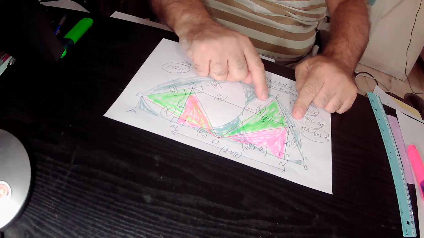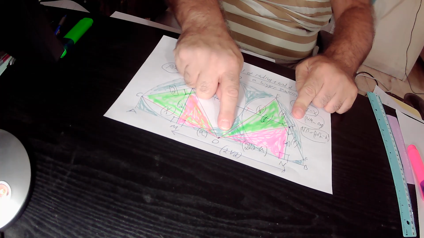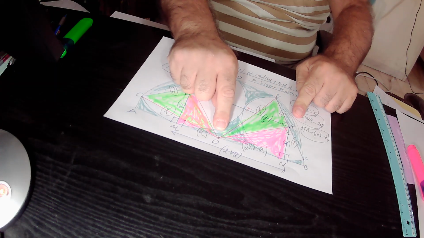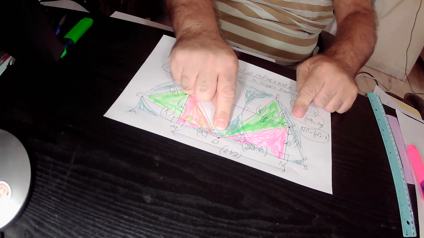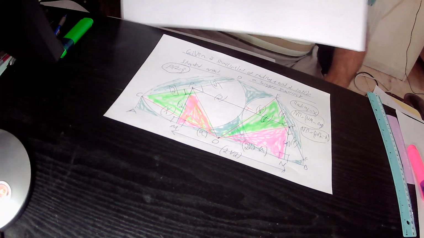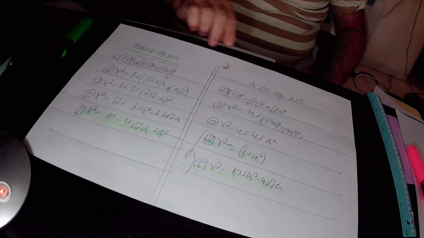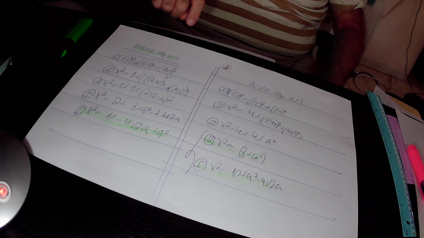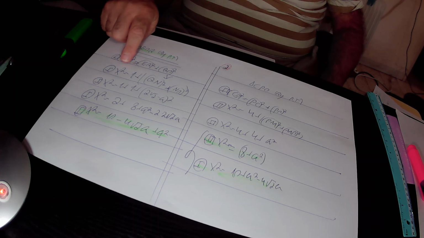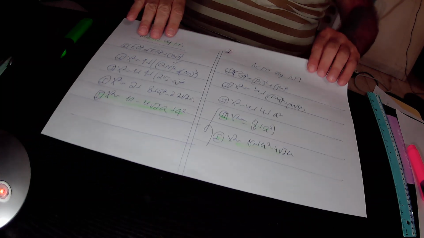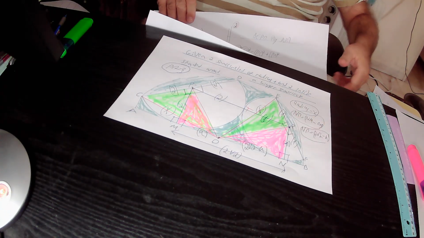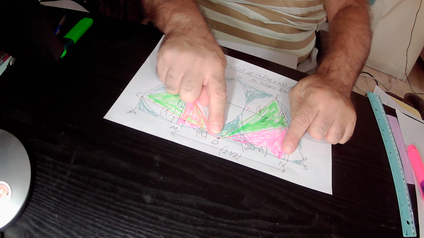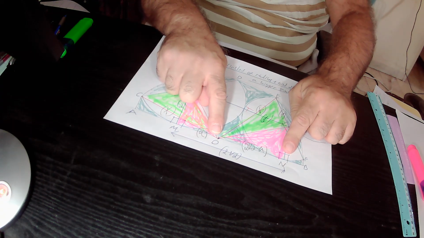QO is one side of this green triangle EQO, but QO is also the hypotenuse of this pink triangle QNO. Therefore QO squared equals QN squared plus NO squared. So in total X squared equals 1 plus QN squared. QN is 1, therefore QN squared is 1 squared, plus ON squared. ON is 2 times square root of 2 minus A, and therefore ON squared is 2 times square root of 2 minus A, squared.